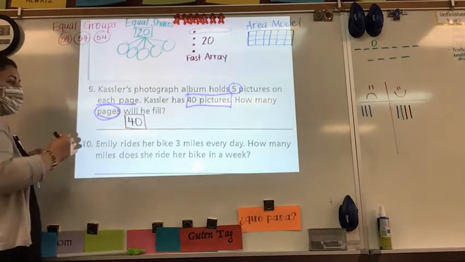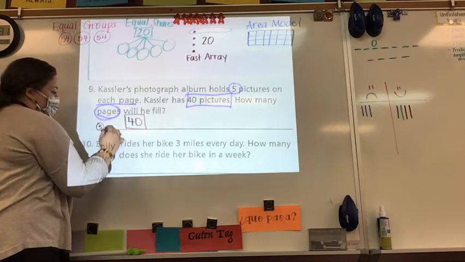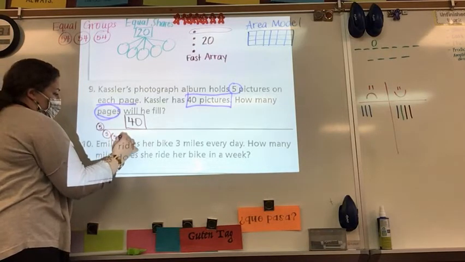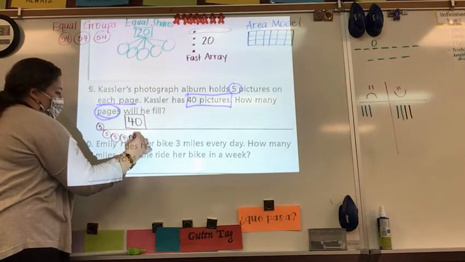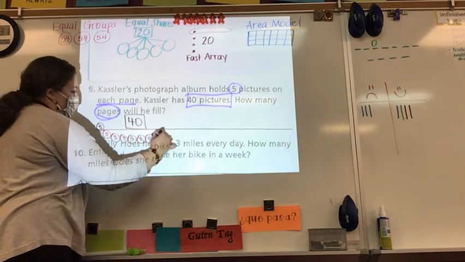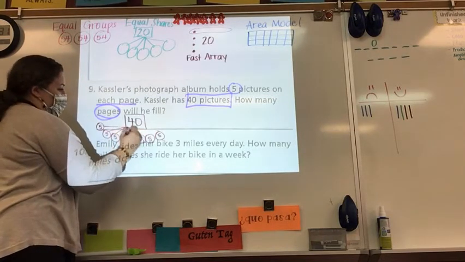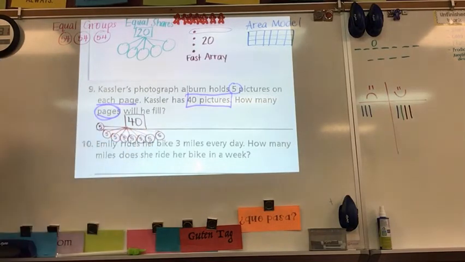5. That means I get to count by 5 like this. 5, 10, 15, 20, 25, 30, 35, 40. See how it's still in equal shares, but it happened a little bit differently? That's because of the information they gave me.